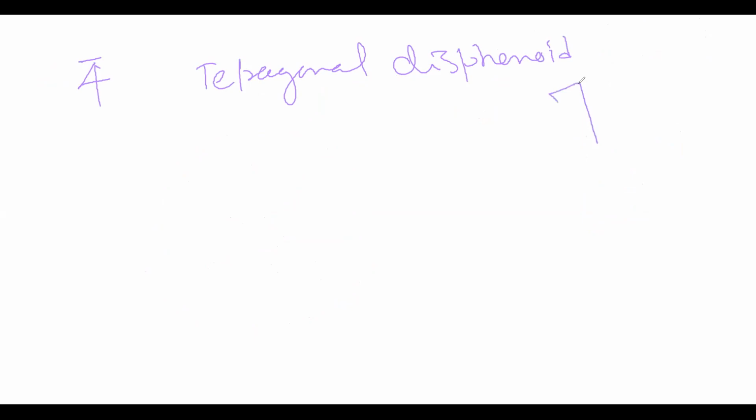Suppose you have to draw the 4 bar, which is the tetragonal disphenoid. Disphenoid is something like this, getting my point or not? On the upper side, something like this it will be. I'll show you the diagram on the other things.